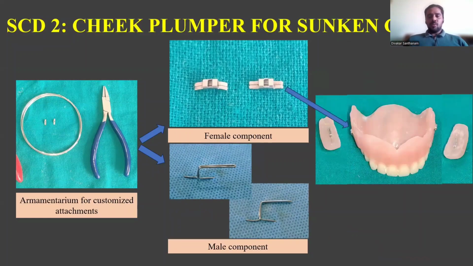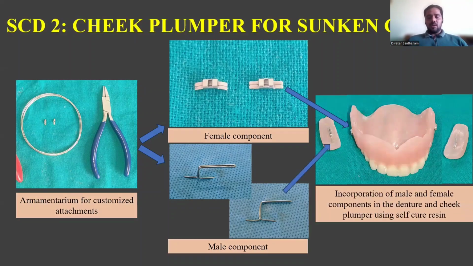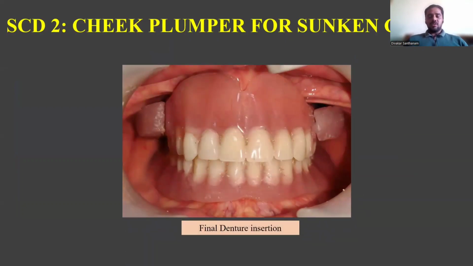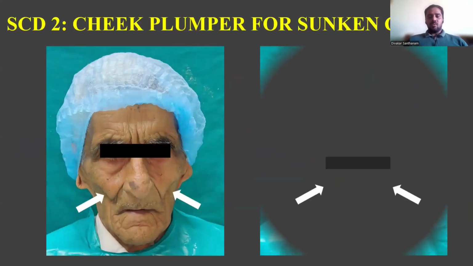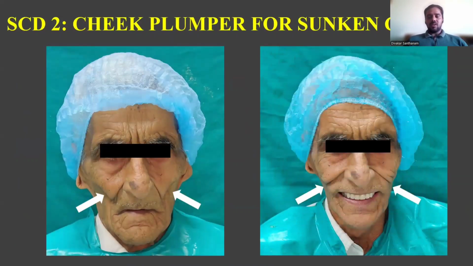The female component is embedded in the complete denture with the help of self-cure acrylic resin, and the male component is embedded in the cheek plumper with self-cure acrylic resin. This is the final denture inserted in situ. This is the pre and post rehabilitative view of the patient, where the shrunken cheek is completely gone.